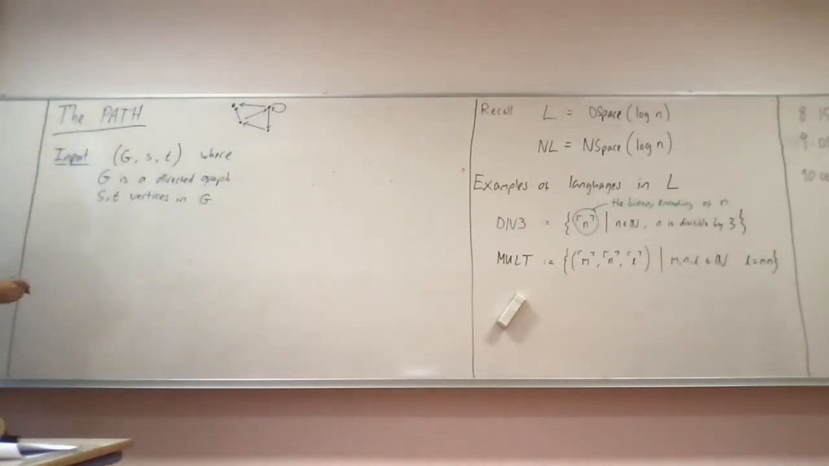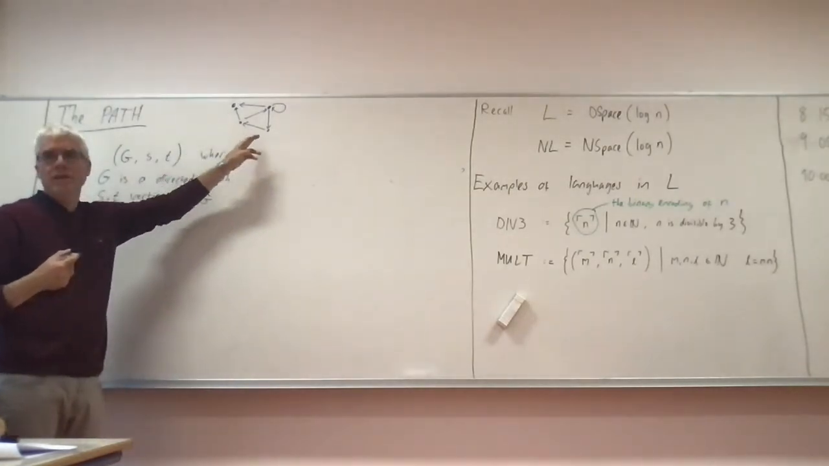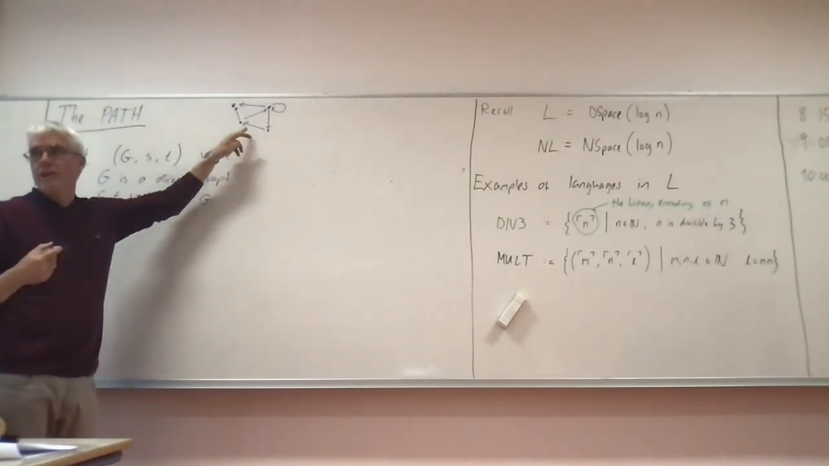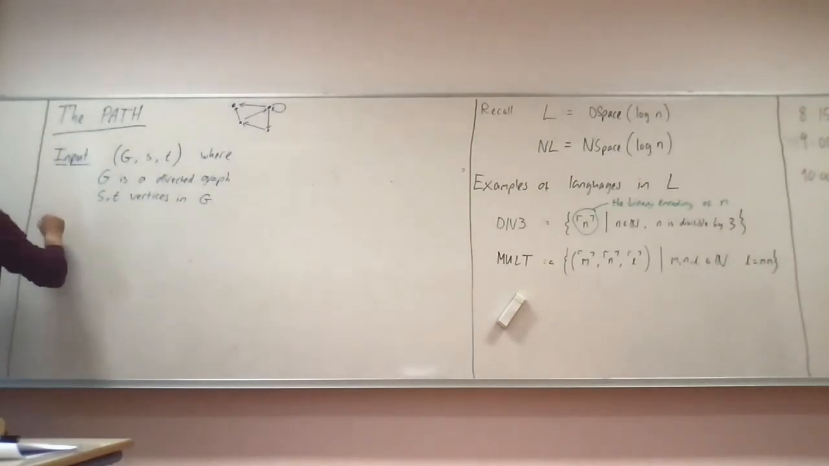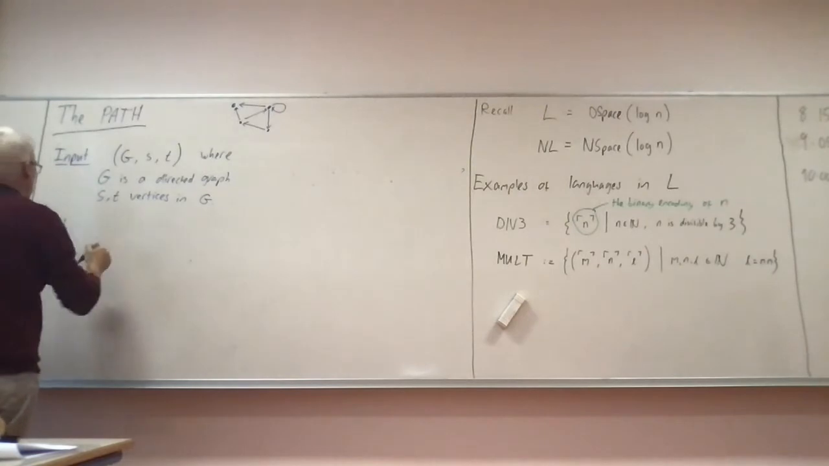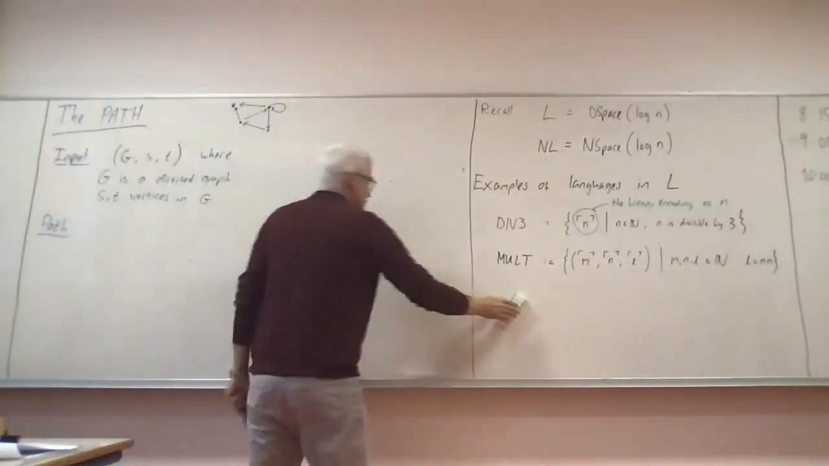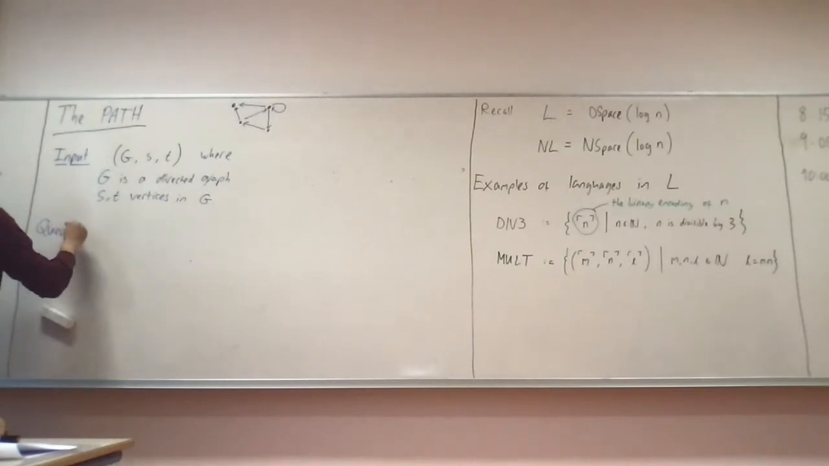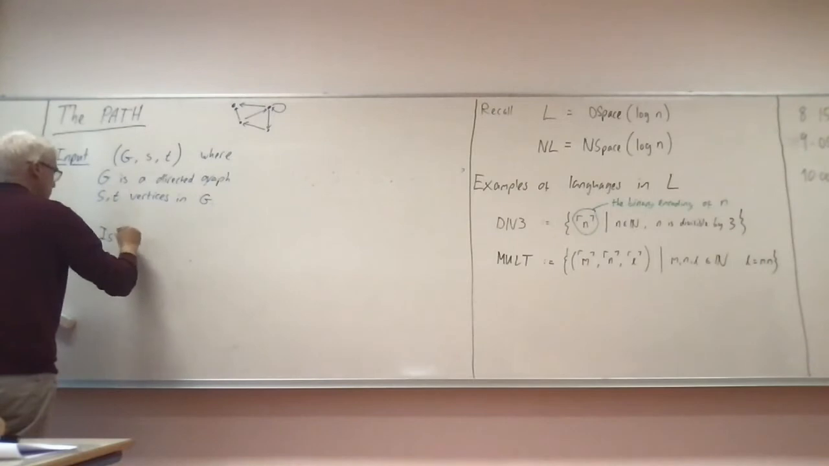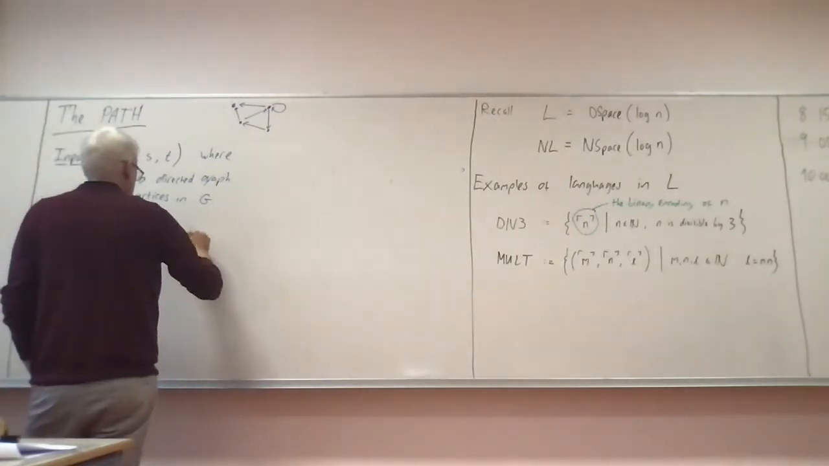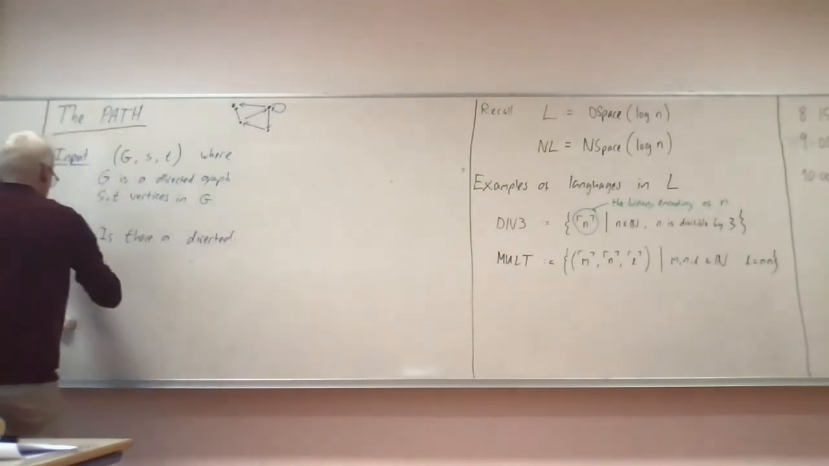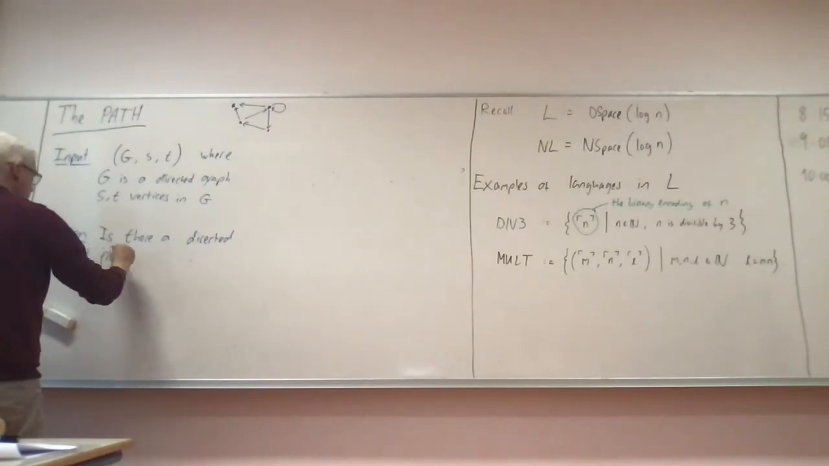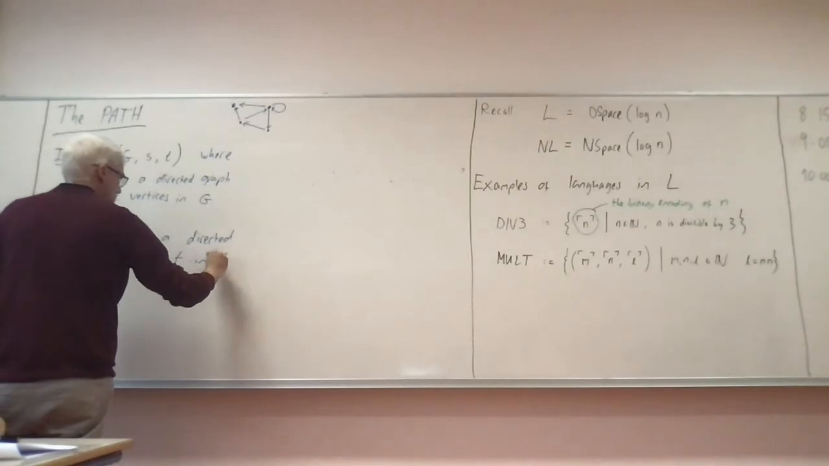The problem is simply, is there a directed path in the graph from vertex S to vertex T? So, a directed path is a path that links the two vertices along the edges, where directed means it follows the direction of the arrows. Sorry, this is supposed to be the question that we're answering. Is there a directed path from S to T in G?